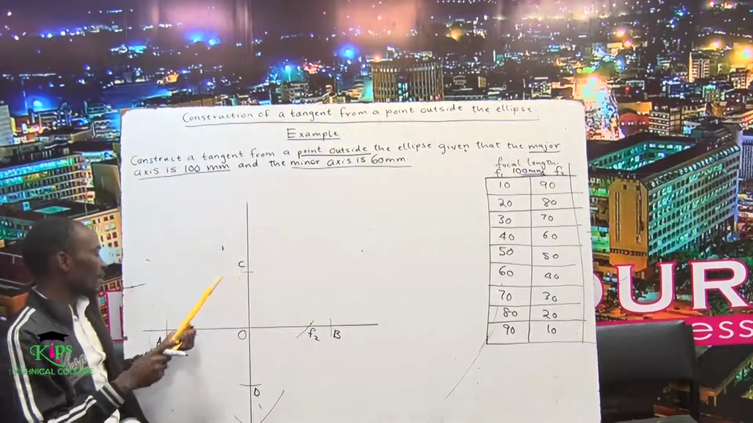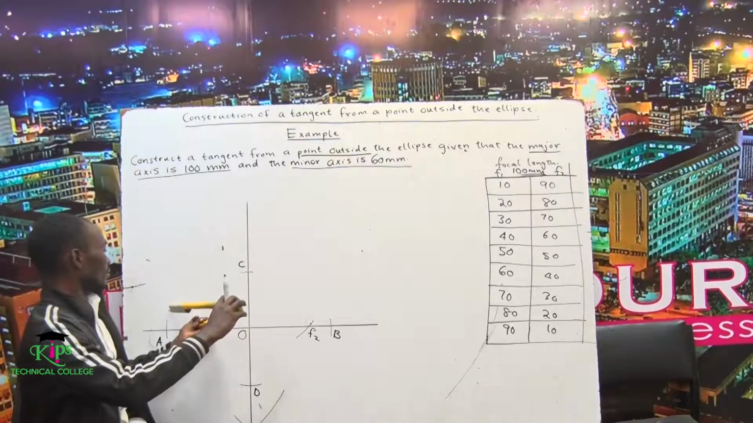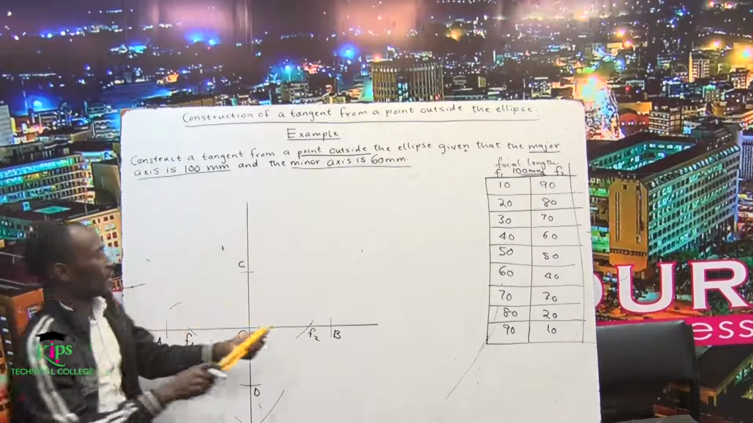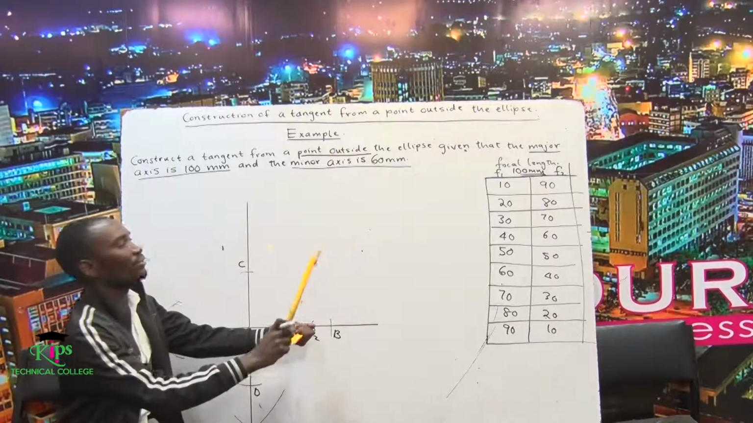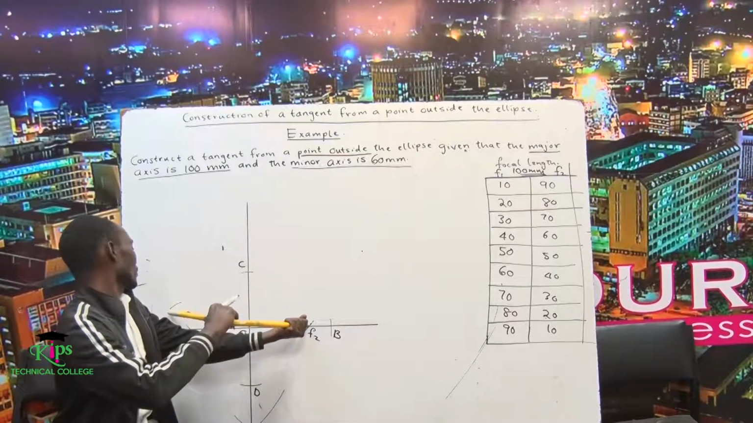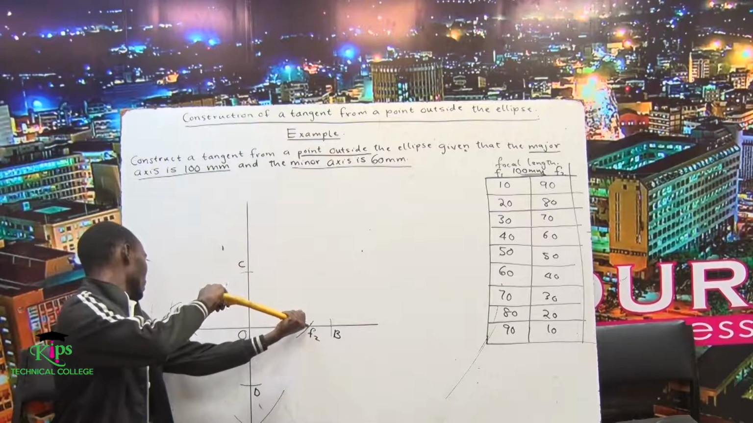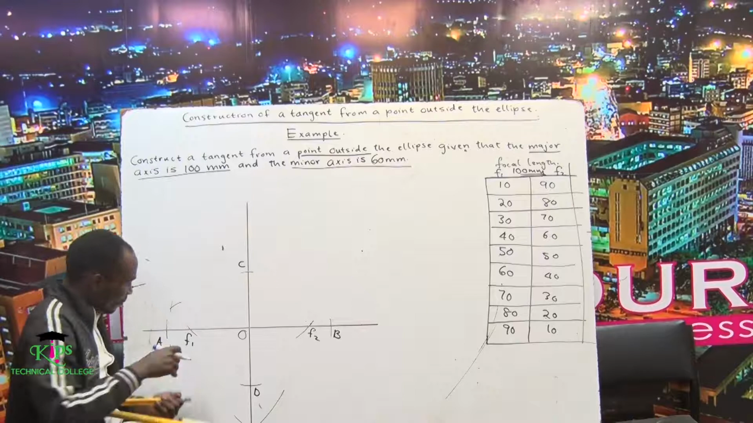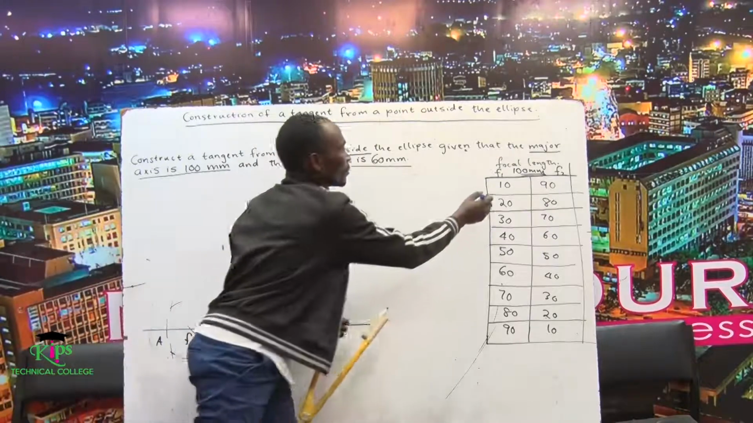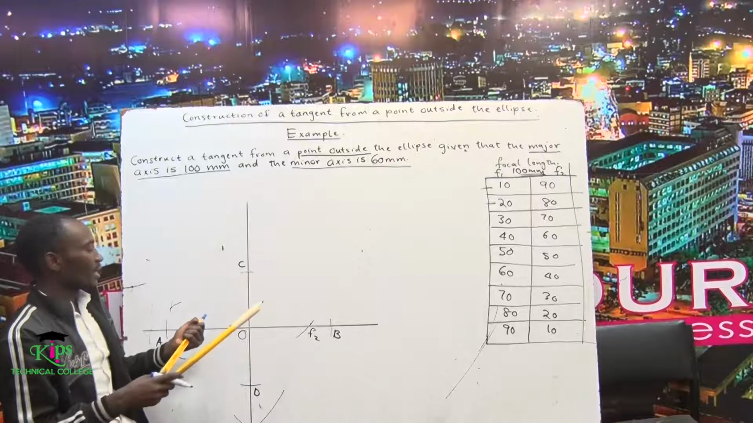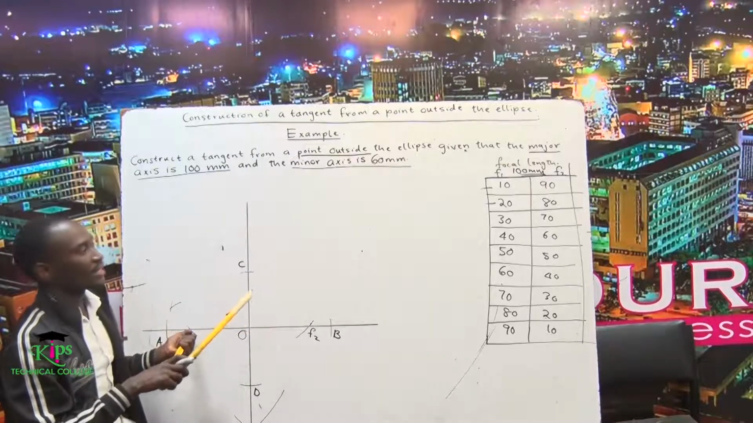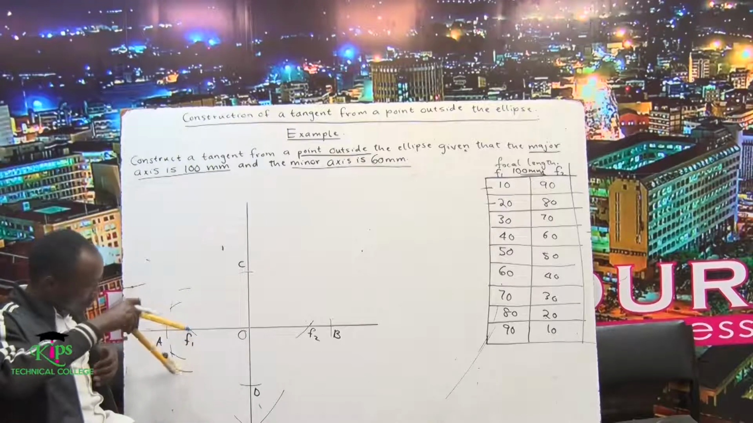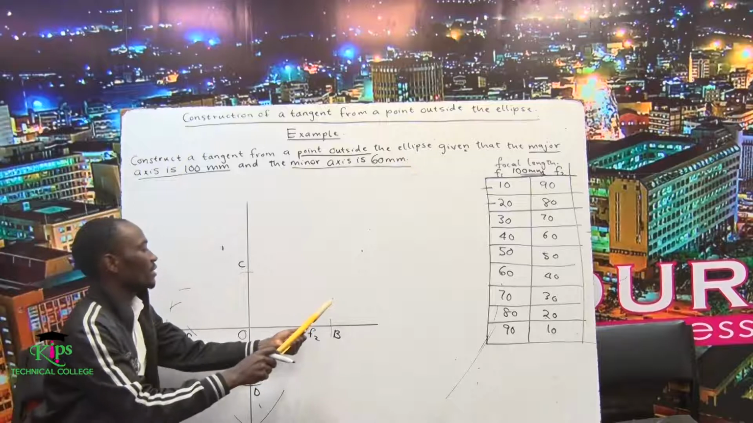So stepping at F1 at 10, put a mark, put another mark. F2 is 90, should measure 90, a mark, then another mark. Then 20 by 80: 20 at F1, F2 is 80.